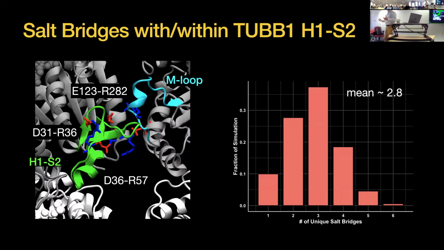If we just count the number of salt bridges that we see in a given snapshot, and we've done a lot of sampling on this, so these are pretty good numbers, you see about 10% of the time we see one, almost 27, 28% of the time we see two. Three is the peak, and then it falls off. So the mean ends up being around 2.8 salt bridges within a given conformation.